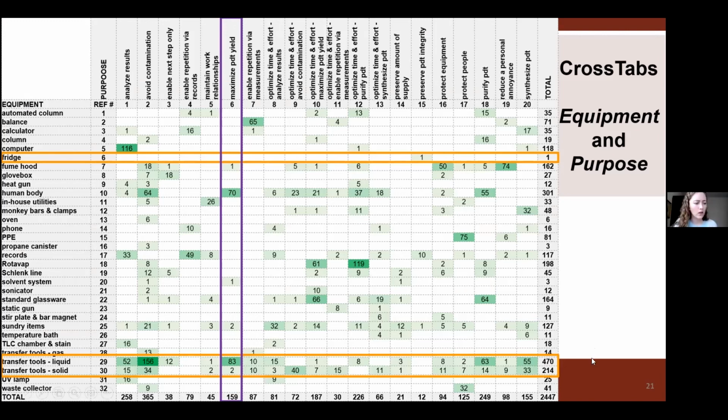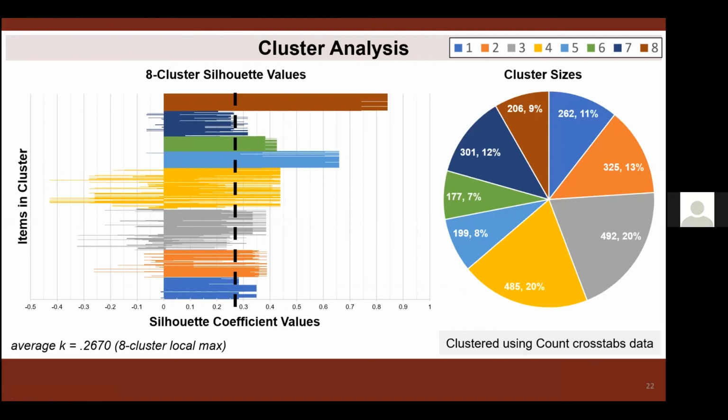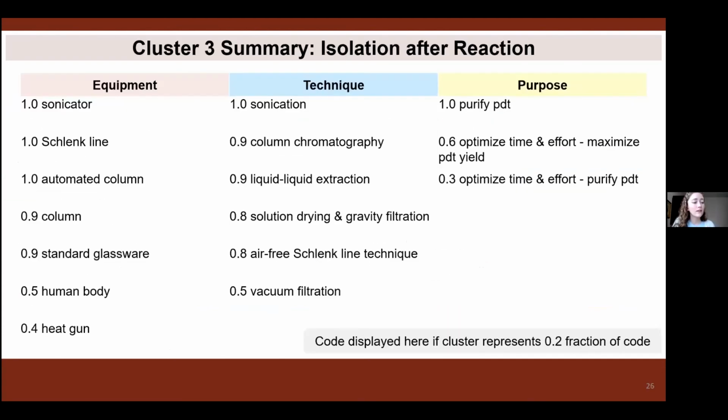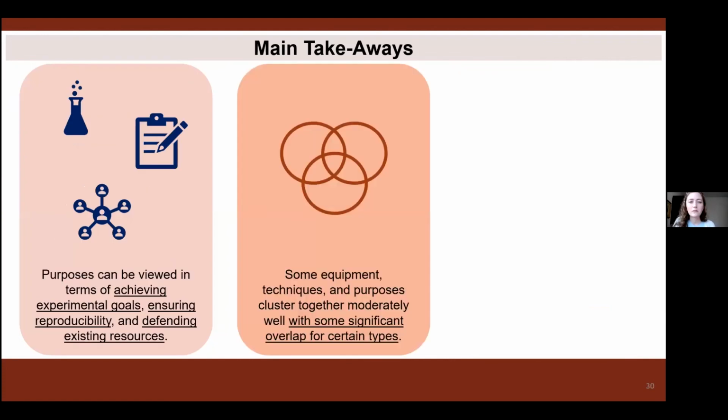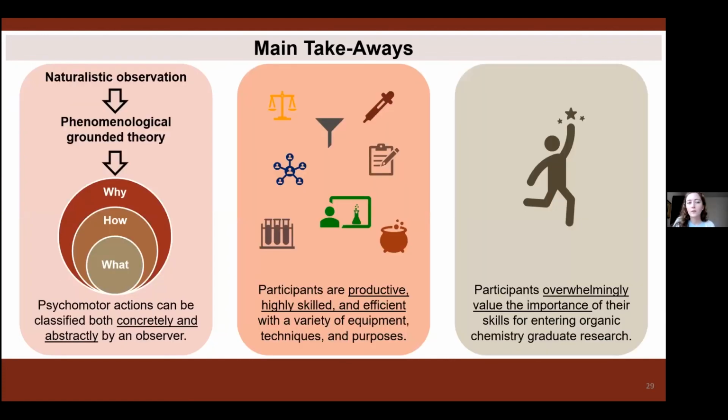Okay, sure. Thank you. So I did cluster analysis to try to determine what the relationships are between the equipment, techniques, and purposes. And I guess since I'm being cut 5 minutes short, I'll just go to my main takeaways.